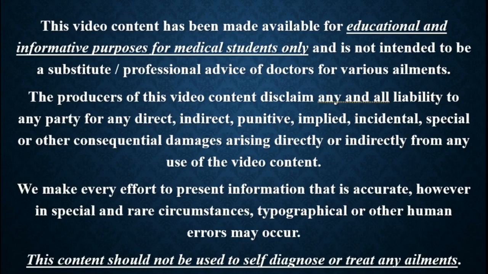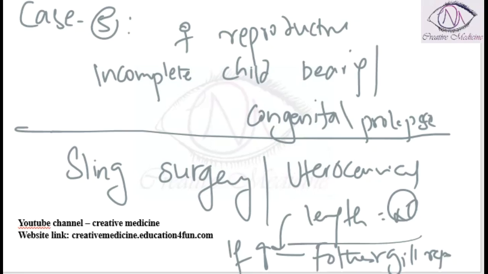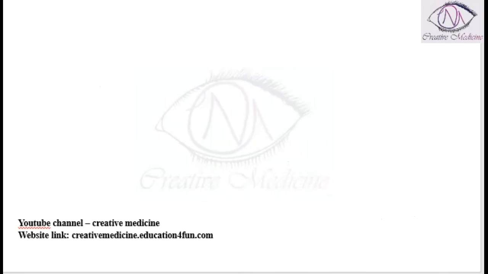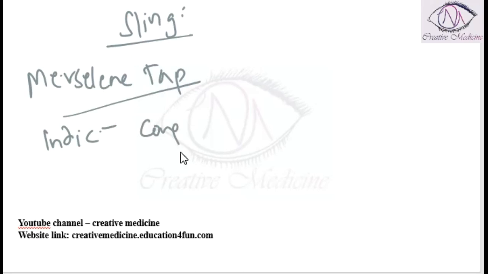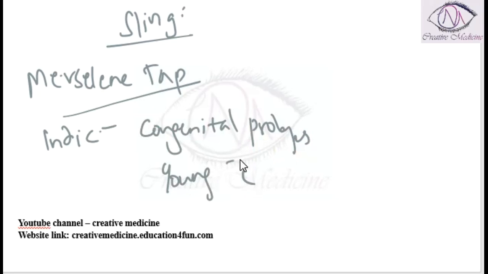In this lecture, we will learn about sling surgery. Sling surgery supports the uterus and the cervix. The material of the sling is merceline tape. Indications of sling surgery are congenital prolapse, that is, young and nulliparous females with prolapse, or a young female with prolapse who is planning to conceive in future. In them we do sling surgery.